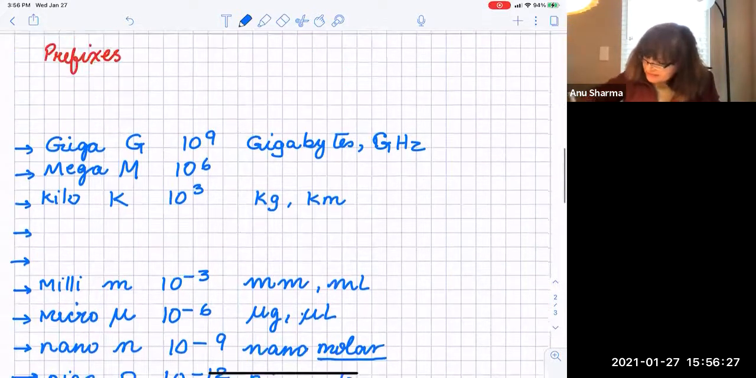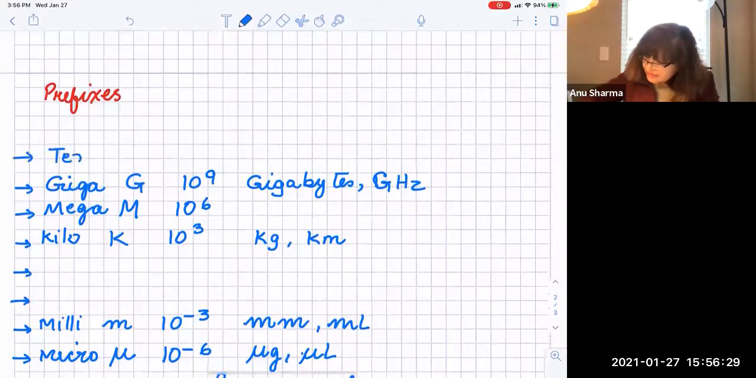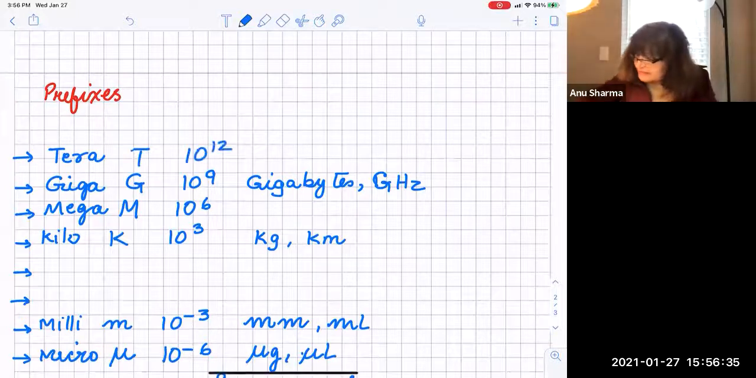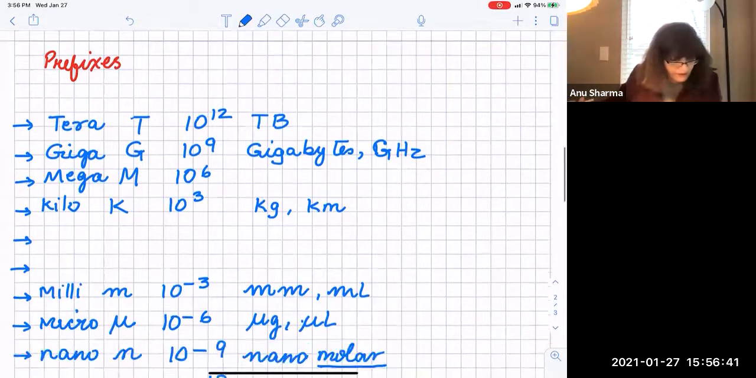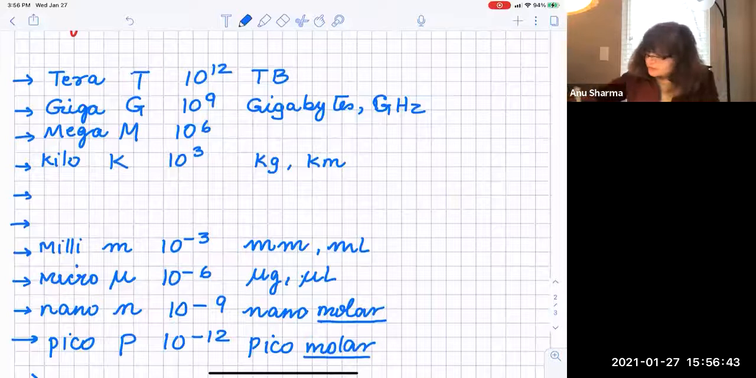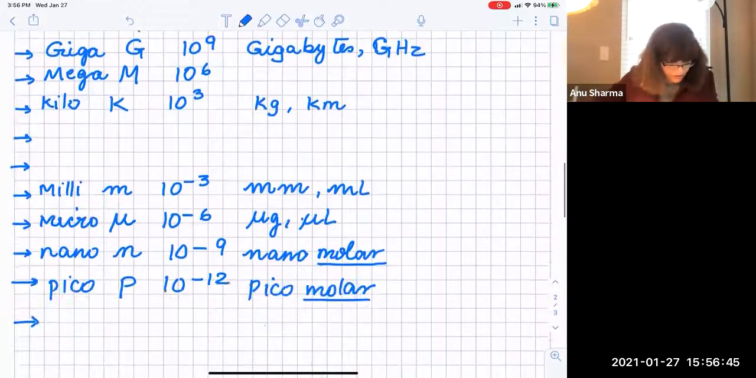Tera is capital T, like terabytes, TB, and it is 10 to the power 12, and so forth. And then there are femto and peta, which are even more extreme. But let's look at the other smaller ones.